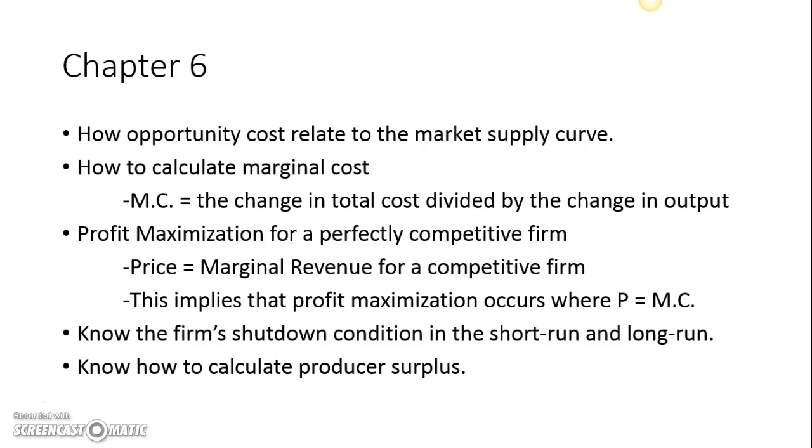Remember, this is the change in total cost divided by the change in output. So previously, the change in output was always just 1, so the marginal cost was just the change in total cost. But in this chapter, remember that we have to divide by the change in output. So if I hire one more worker and output changes by 20, the marginal cost is going to be the cost of that worker divided by 20.